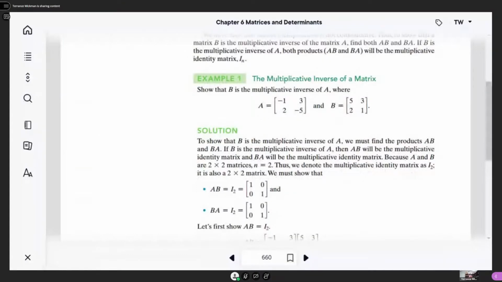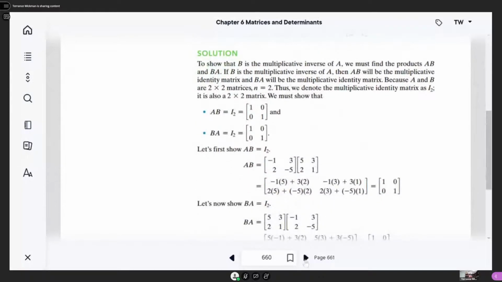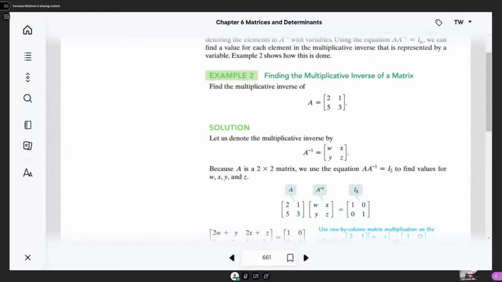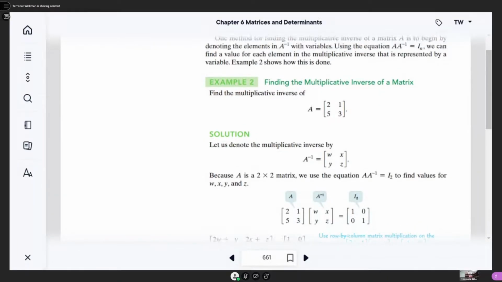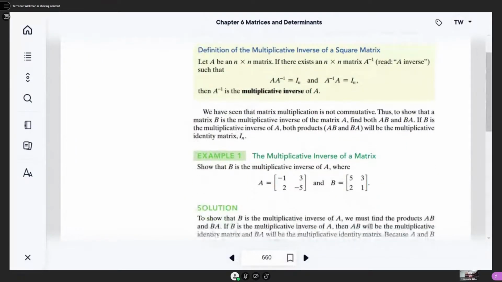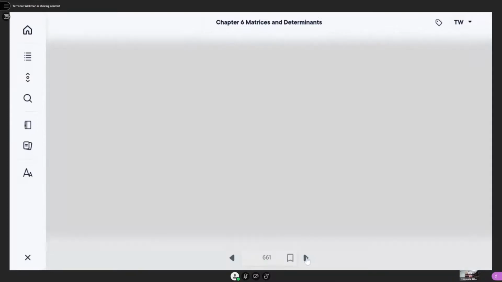And you can see B is the inverse. It says 5, 3, 2, 1. Now, again, the purpose of that is to solve for problems. They want us to find the inverse of this problem here, 2, 1, 5, 3. And if you do that, look, it's the same thing as we just got through doing. But we'll do it again, just for practice.